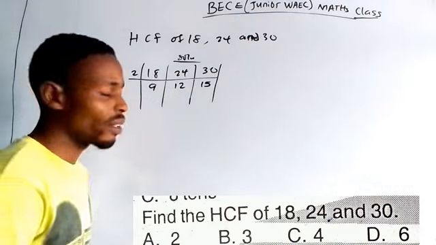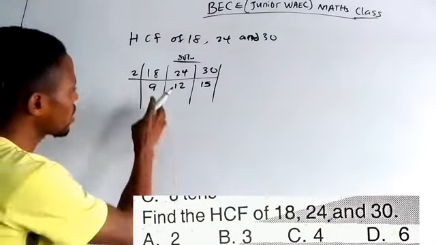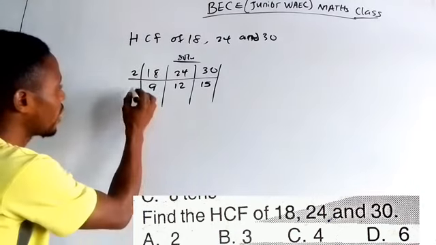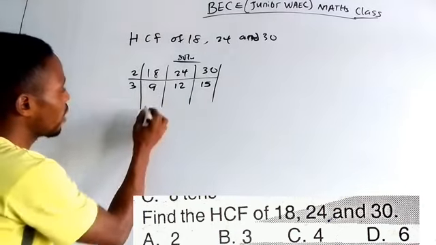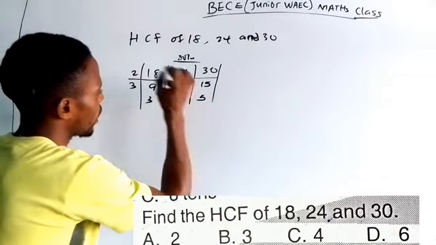So what you have to use is the next prime number. The next prime number after 2 is 3. So let's use 3. Can 3 divide all three? Yes, 3 can divide it. 3 into 9, we have 3. 3 into 12, we have 4. 3 into 15, we have 5.